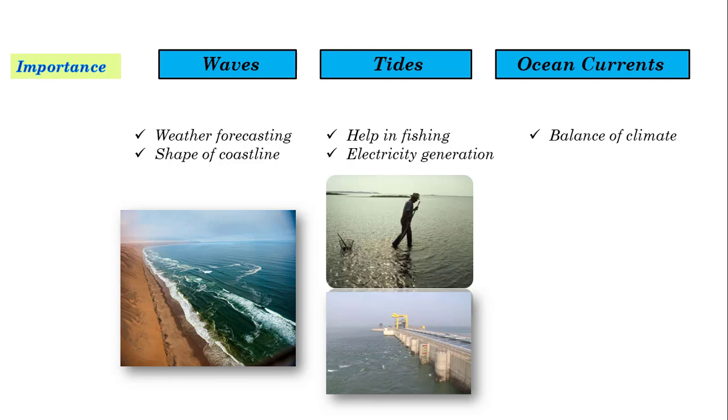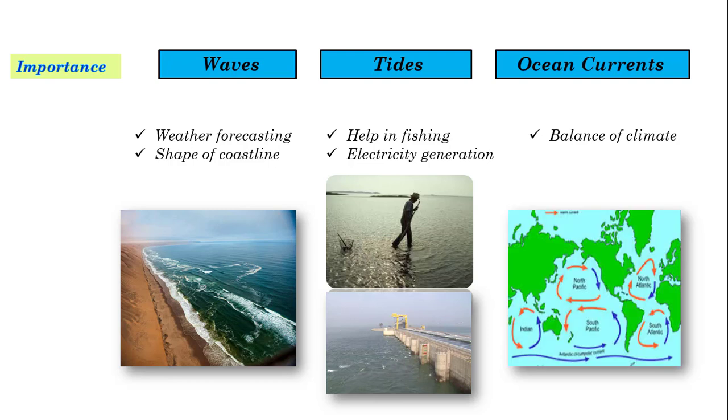The warm currents bring warm water to the polar areas, and cold currents bring cold water to the equatorial regions. In this way, currents influence the temperature of the areas and help to maintain balance of climate. The area where cold and warm currents meet provides the best fishing grounds of the world.